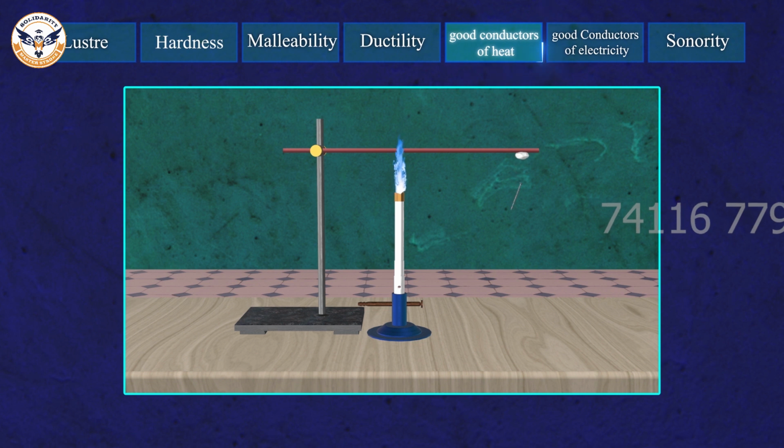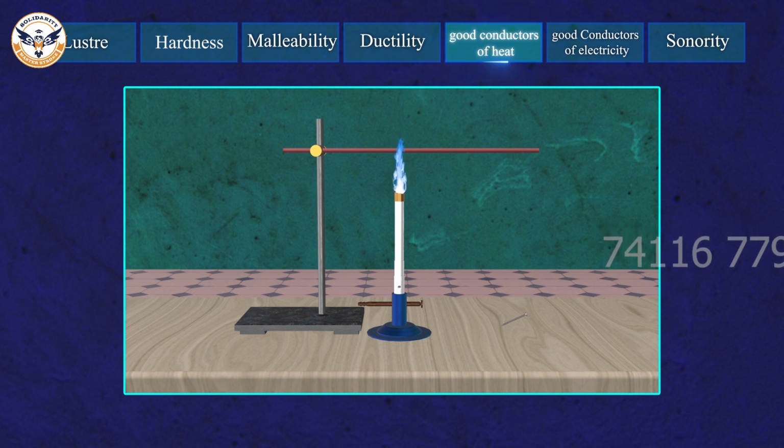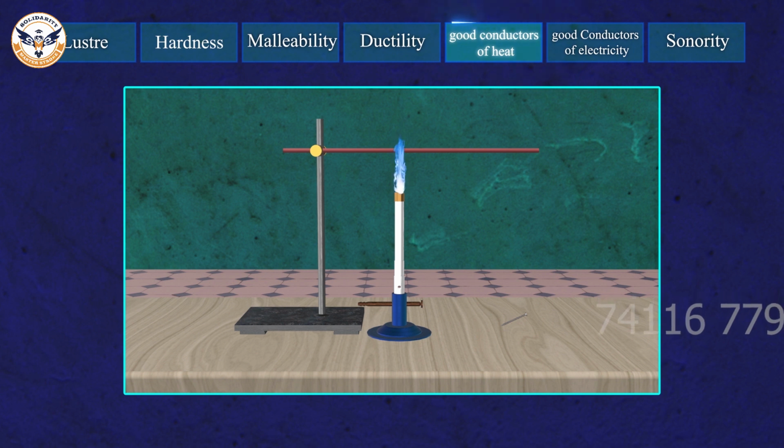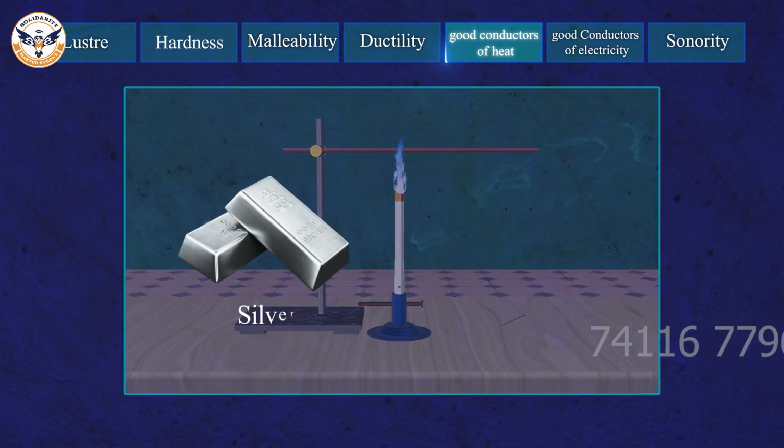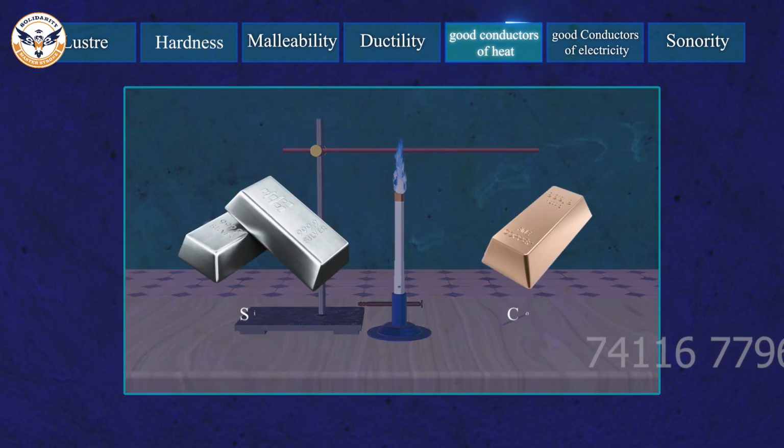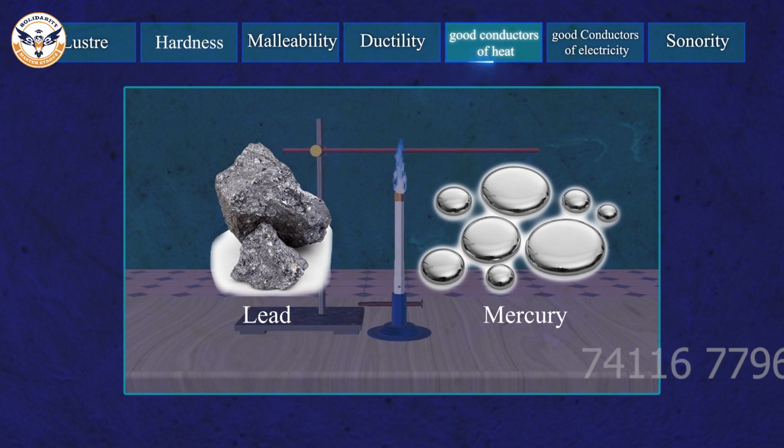What do you observe after some time? It melts the wax and pin drops. One end of metal rod is heated, then we can see that rise in temperature at other end also. From this above activity, we come to know that metals are good conductors of heat and have high melting points. The best conductors of heat are silver and copper. Lead and mercury are comparatively poor conductors of heat.